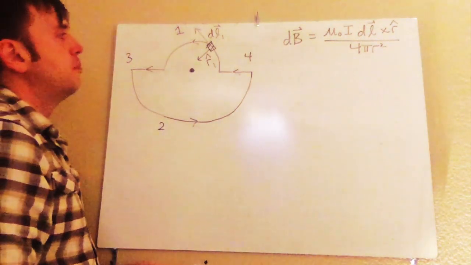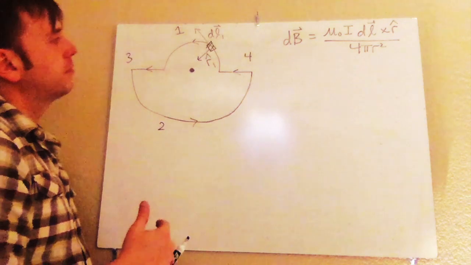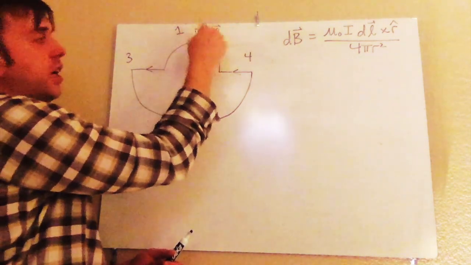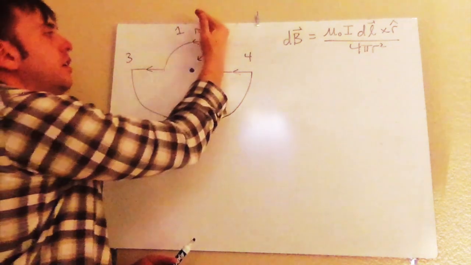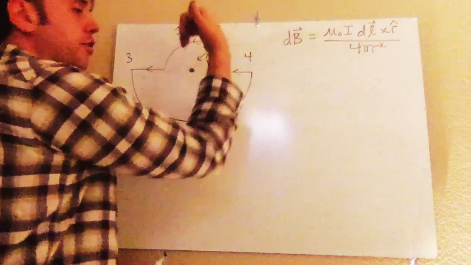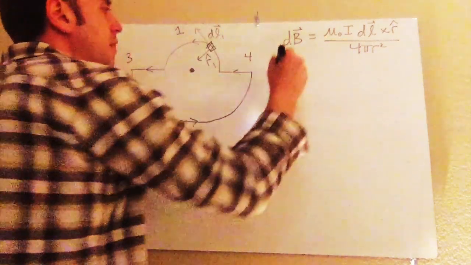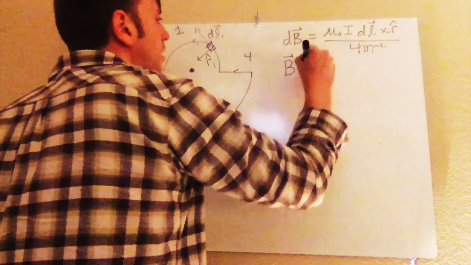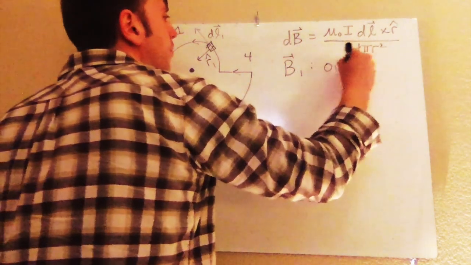Okay, so if we do the right-hand rule, dl goes like this. You point the fingers of your right hand in the direction of dl, and you curl them in the direction of your r hat. Your thumb is pointing out of the page. So whatever magnetic field we're getting from that first segment, it's out of the page.